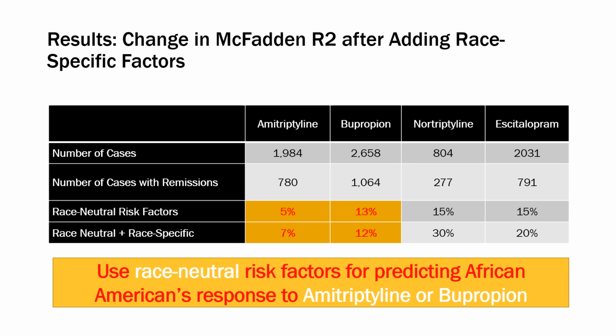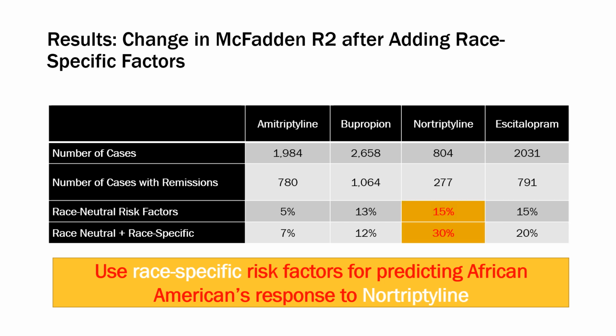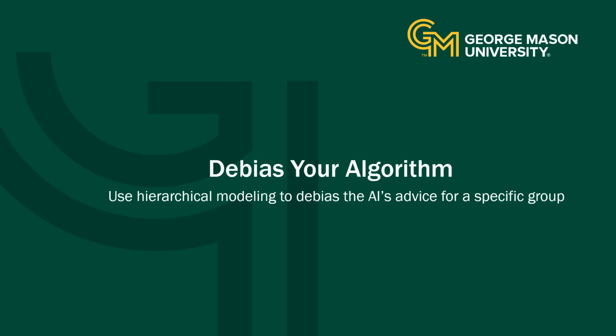So, what can we conclude from this? First, take a look at amitriptyline and bupropion. Race-neutral risk factors are sufficient for these, but race-specific risk factors are needed for escitalopram and for nortriptyline. These slides have shown you how you can use hierarchical modeling to understand whether African Americans or the subgroup you're working with have different risk factors than the race-neutral population-wide risk factors.